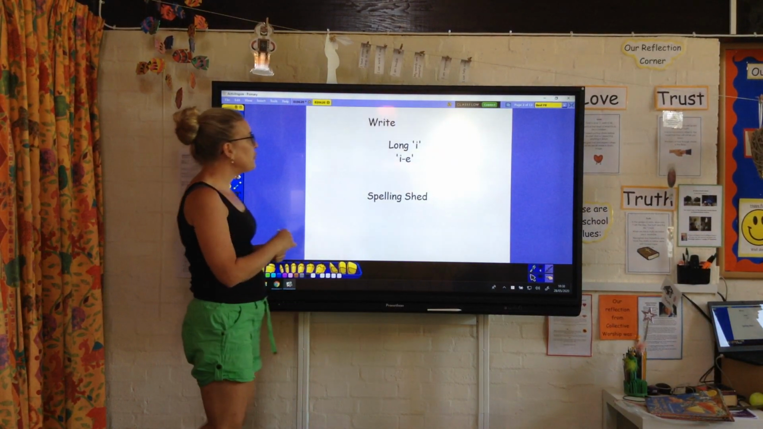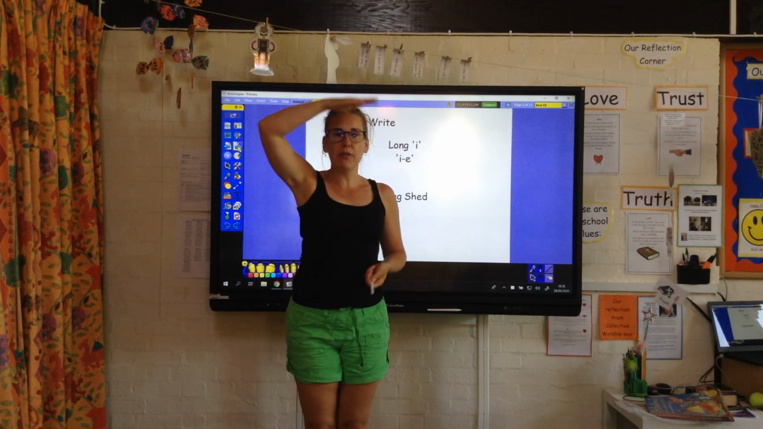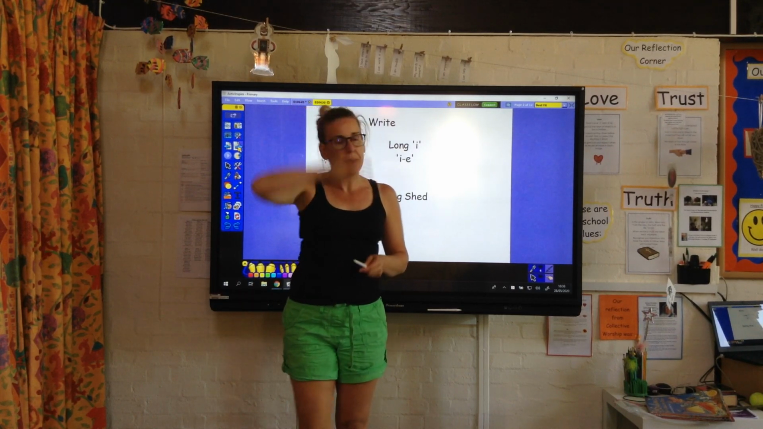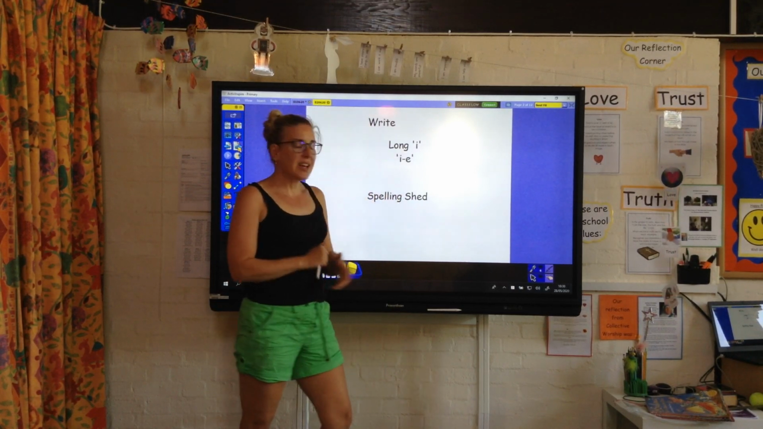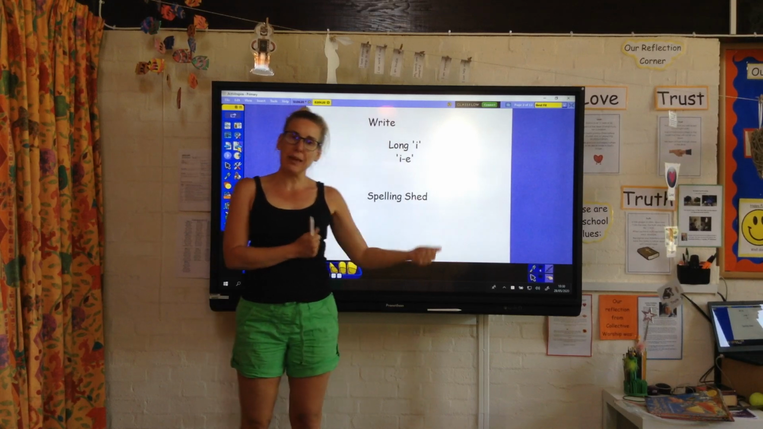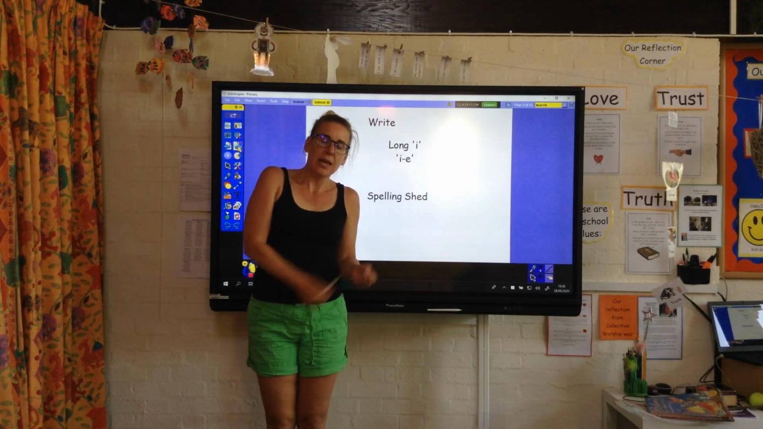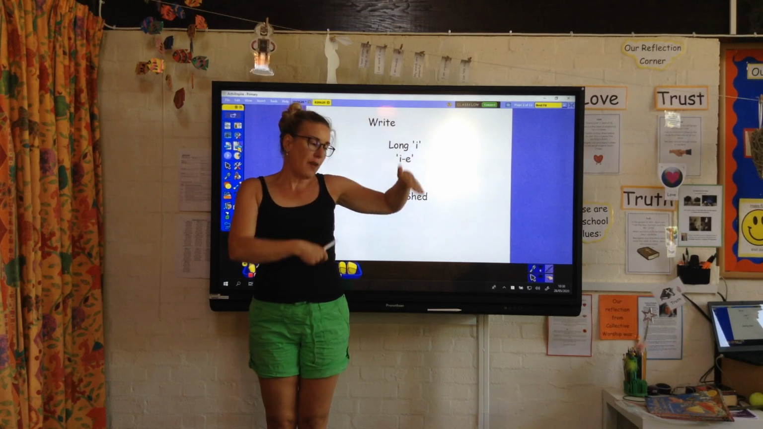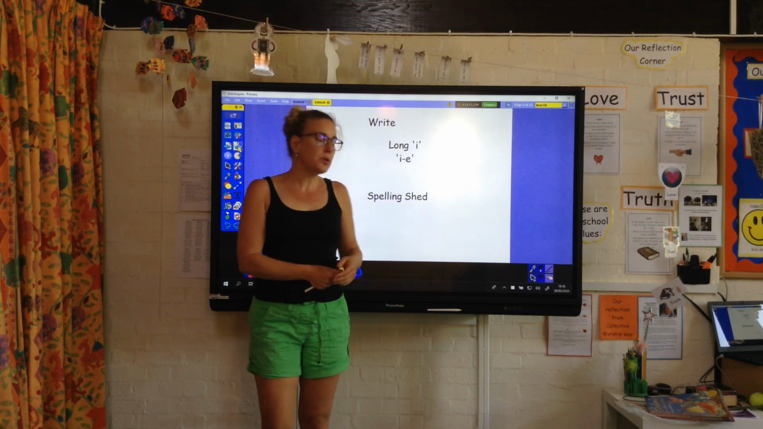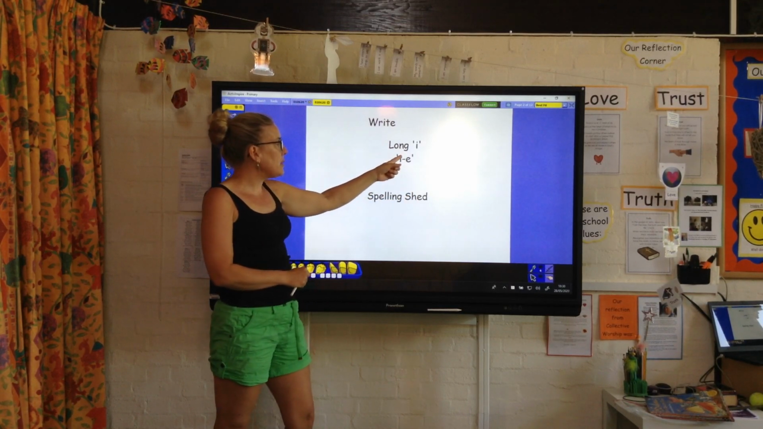So as we know from yesterday, this week we are revising the long I phoneme. Today we are looking at that split vowel digraph. So that's when the letters, the I and the E, making that I sound, have been split up by a naughty little consonant that has slipped between.